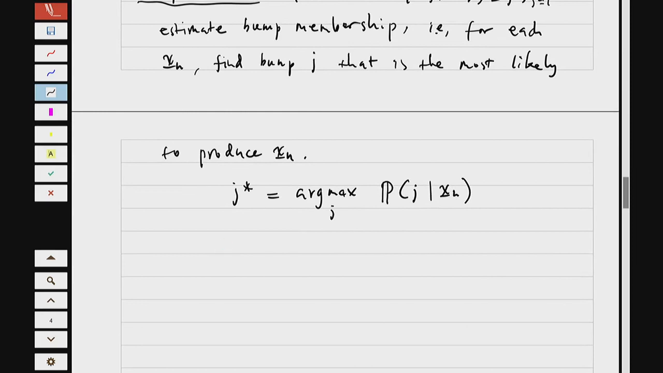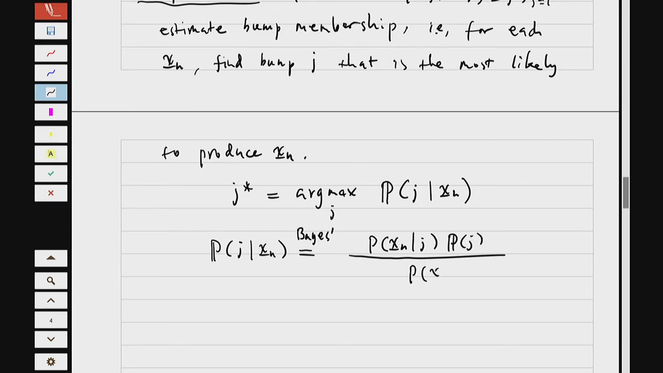But what is the probability of j given xn? Well, we know the other way around, right? We have the density of xn given j. So to flip this order, we use Bayes' rule. Remember the apostrophe is at the end of Bayes, because the name contains the S at the end. Bayes' rule says this is equal to P of xn given j multiplying the probability of j, divided by P of xn.